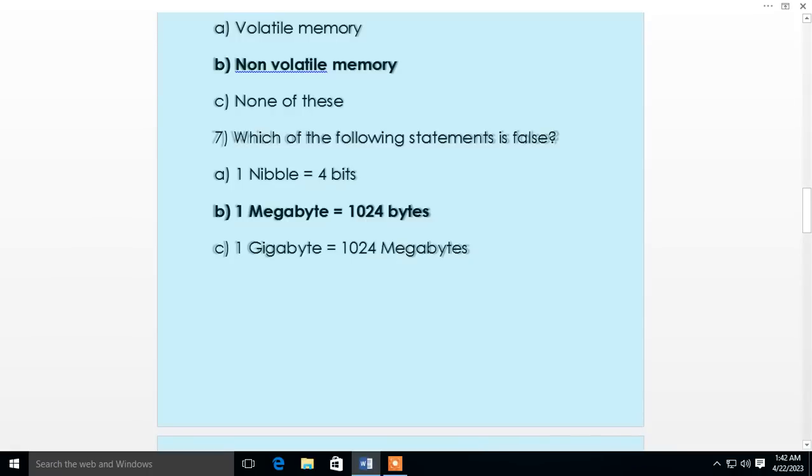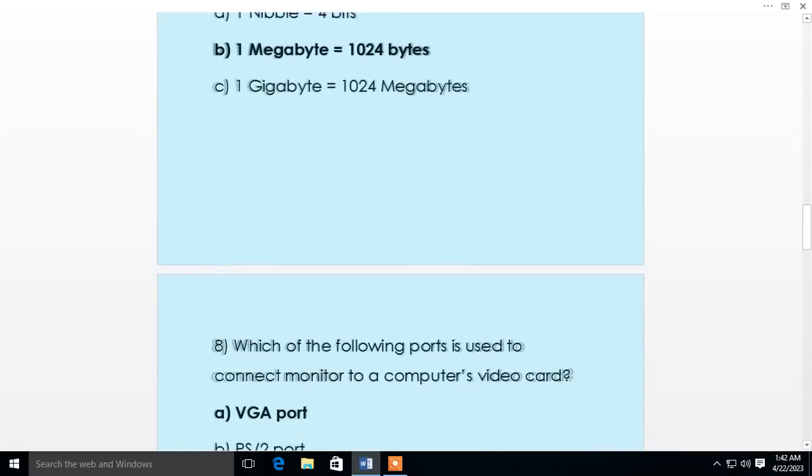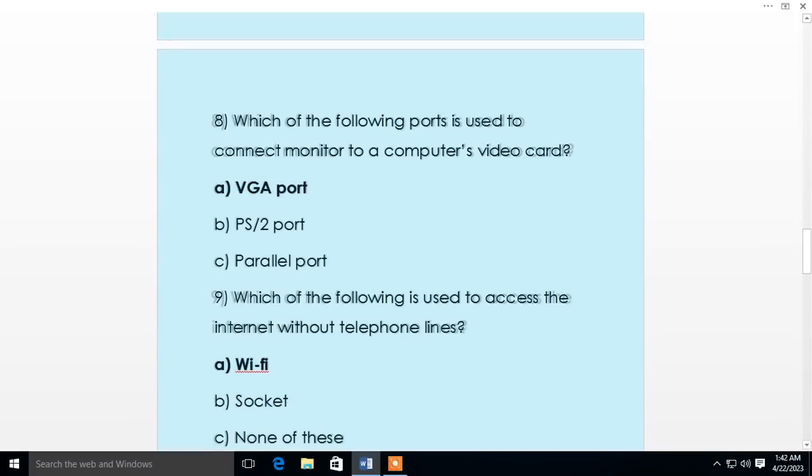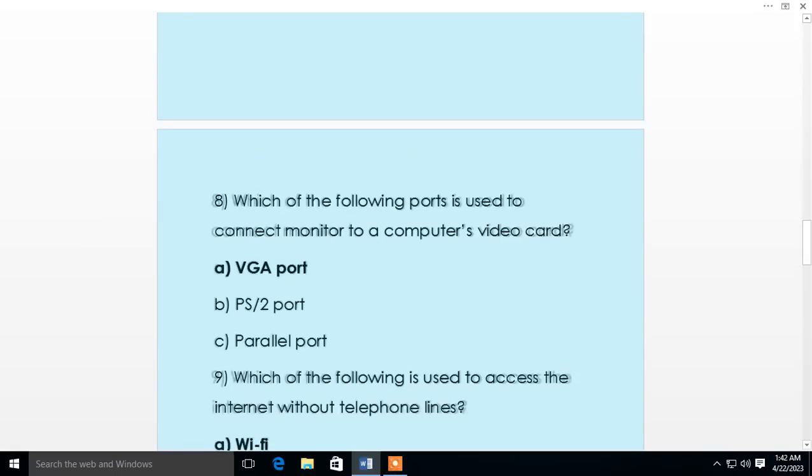Now come to the next one, that is which of the following ports is used to connect the monitor to a computer's video card. Video card means the graphics adapter card. So visual graphic adapter port is there in the first point, where the ports of the PS2 is there and parallel port is there. So you need not go to the other options. So option A is correct, which is a visual graphical adapter. That port is already mentioned, and that is the correct answer.